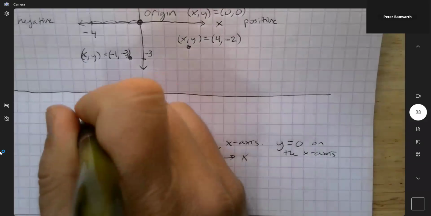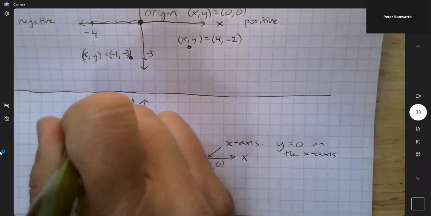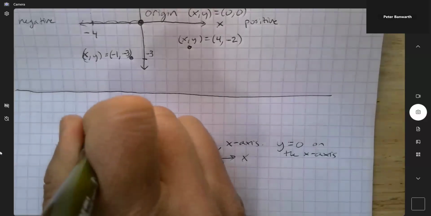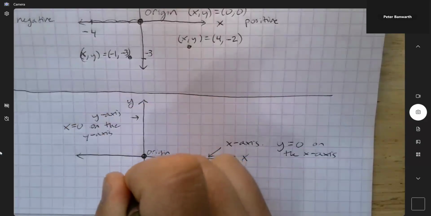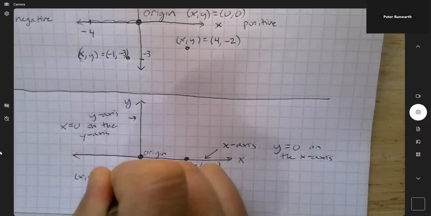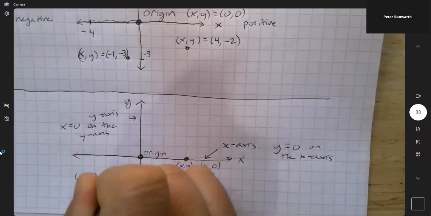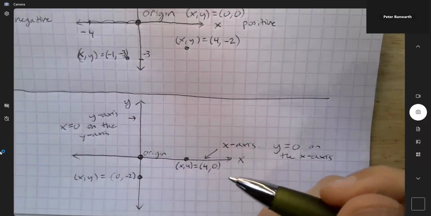The vertical axis we call the y-axis, and x always equals 0 on the y-axis. Here's a point. The y value is -2, but I haven't gone anywhere left or right, so the x value is 0.